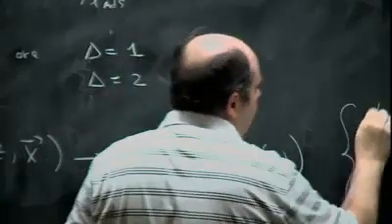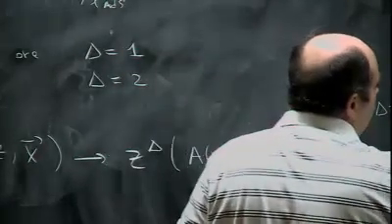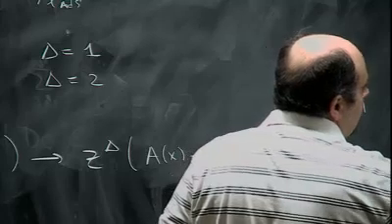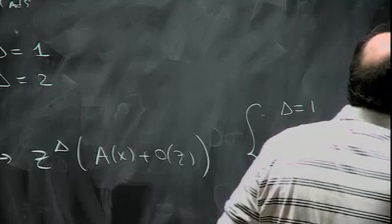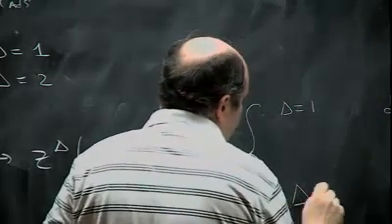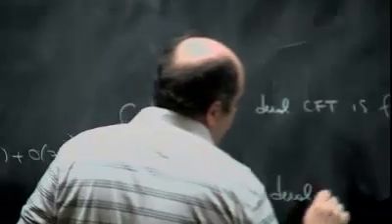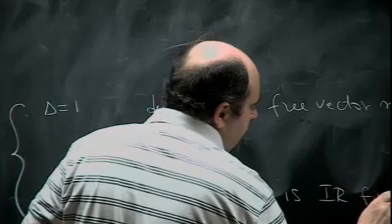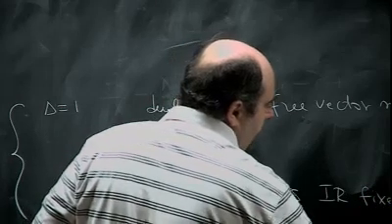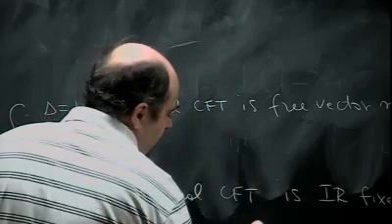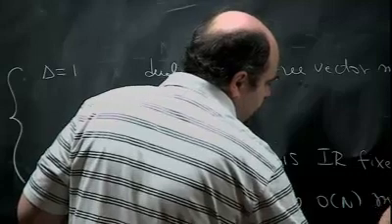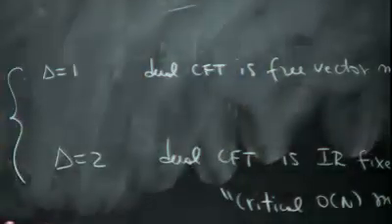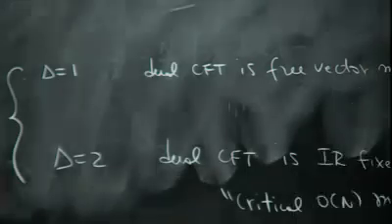So if you make the choice that delta equal to 1, then the dual CFT is the free vector model. If you make the other choice, the dual CFT is the IR fixed point or critical O(N) model. Okay, my notes are disintegrating.